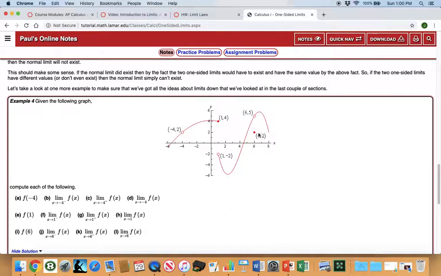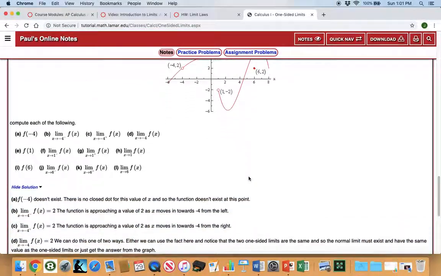And then finally at 6, this is kind of a combination of the last two. This function does exist at 6. It's not up here, it's right here. So f of 6 is equal to 2. The limit as x approaches 6 from the left is 5, and from the right is 5. So this limit does exist. The limit of this function as x approaches 6 is 5. It's a little bit weird, even though the function is not 5. When x is 6, the function is actually 2, but the limit is 5 because it's approaching 5 from the left and right.